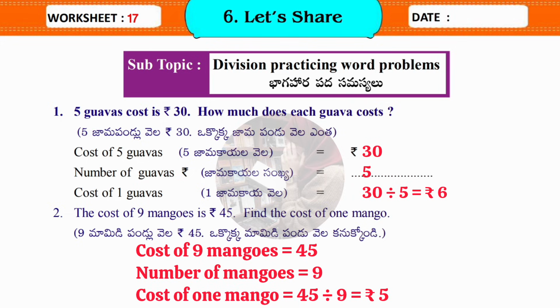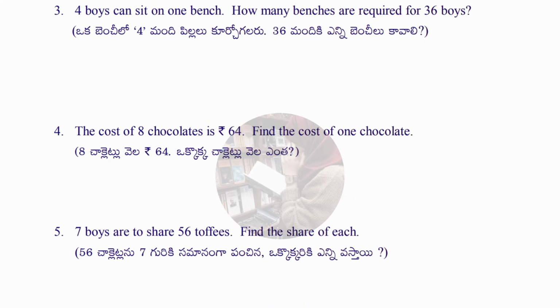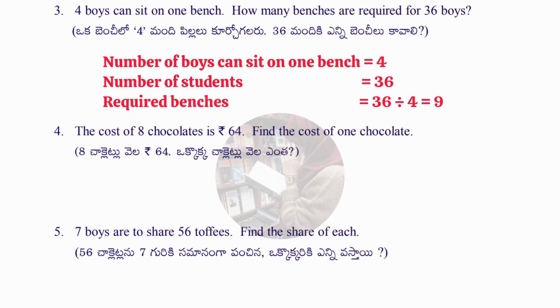Understood na? Okay. Let's move on to the third question, which is 4 boys can sit on one bench. How many benches are required for 36 boys? Write down the answer. Number of boys who can sit on one bench is 4. Number of students is 36, means number of boys is 36. So required benches equals 36 divided by 4. So 4 9s are 36. So 9 benches are required for 36 boys.